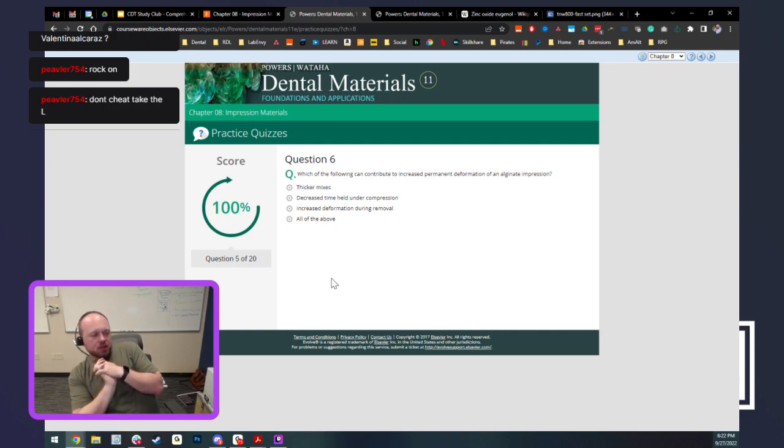Which of the following can contribute to increased permanent deformation of an alginate impression? I'm going to go with all of the above again because I'm going to presume that decreased time held under compression, so this is taking it out of the mouth too early, and this is torquing it when you're taking it out. And so I'm going to assume this is correct. So we're going to go with all the above.